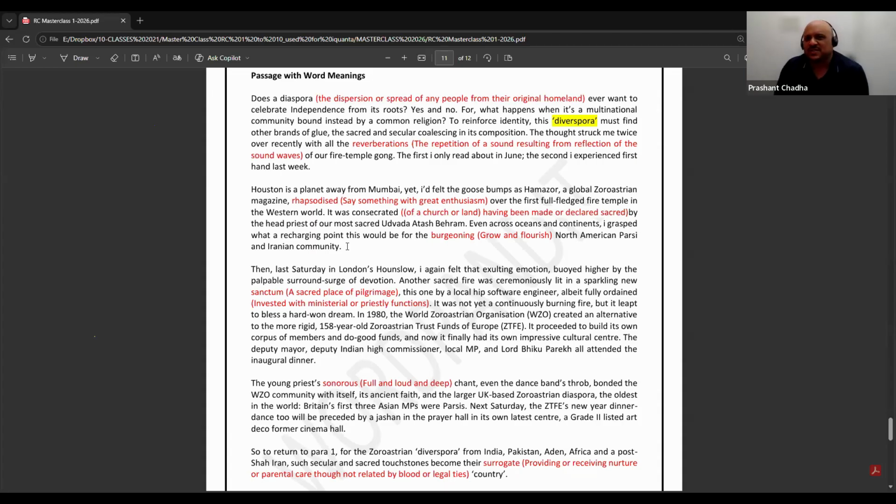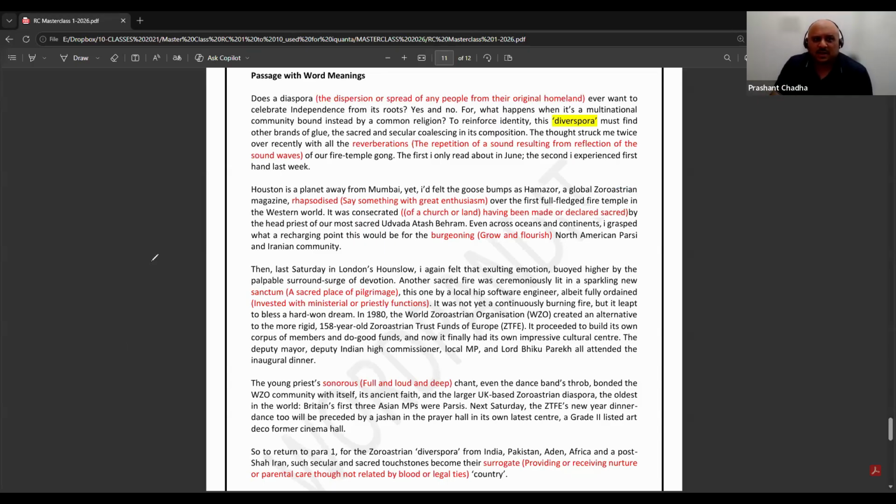So the author is actually just pointing out this fact about this diaspora of these people who originated, right? Now these are all people of Parsi and Iranian origin. Parsis came from Iran, right? So these people, what do they have? They have these fire temples, right? So Zoroastrian is their religion, right?